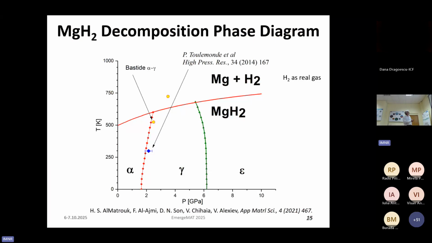And we can see here that at low pressure and room temperature, alpha is the most stable one. And at higher pressures, gamma is the stable one. And these materials decompose into magnesium and hydrogen gas, starting from 500 Kelvin. So we would like to change the conditions such that this release of the hydrogen happens at lower temperature.